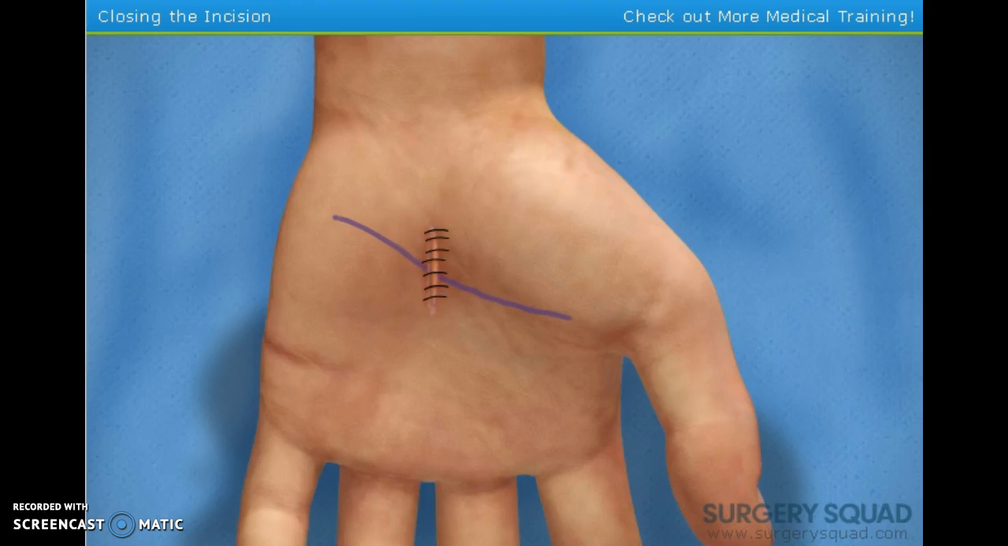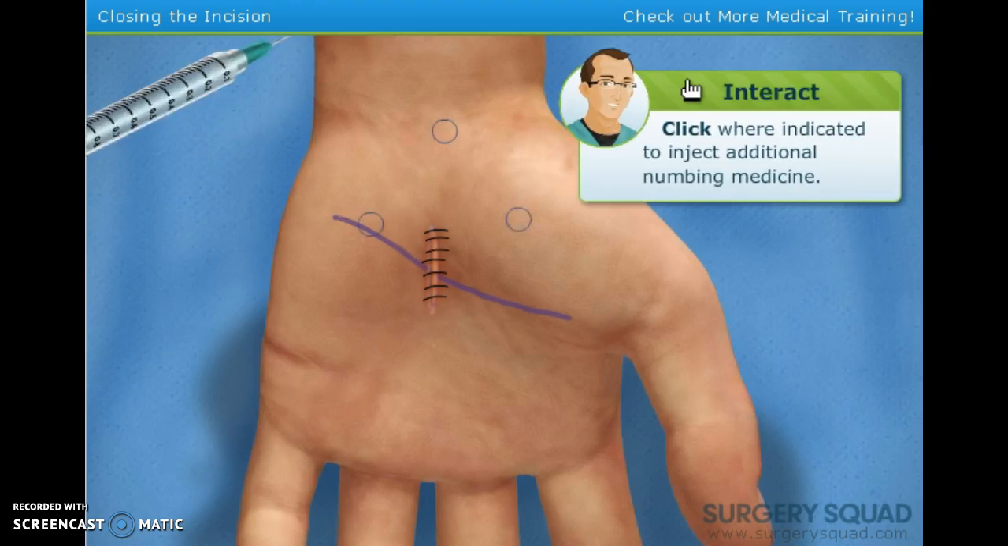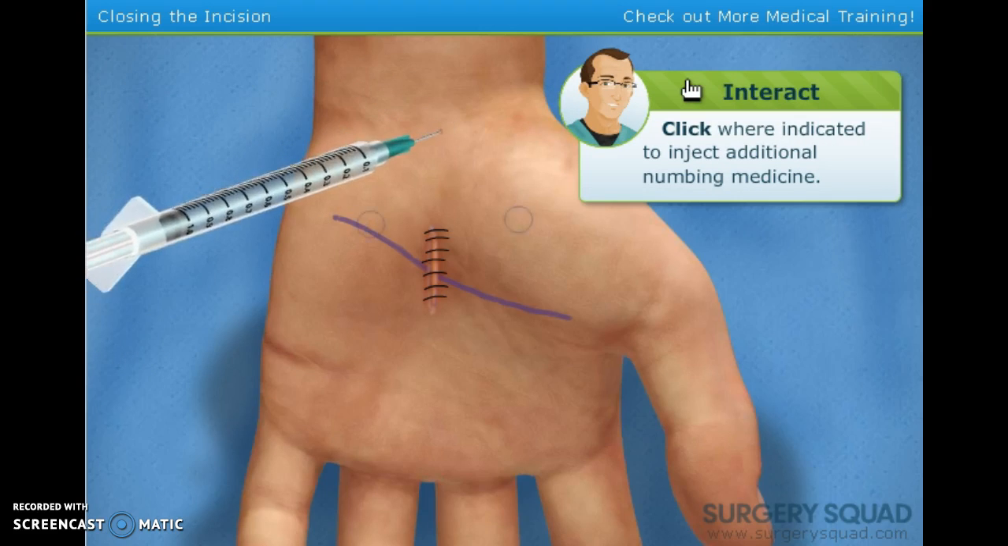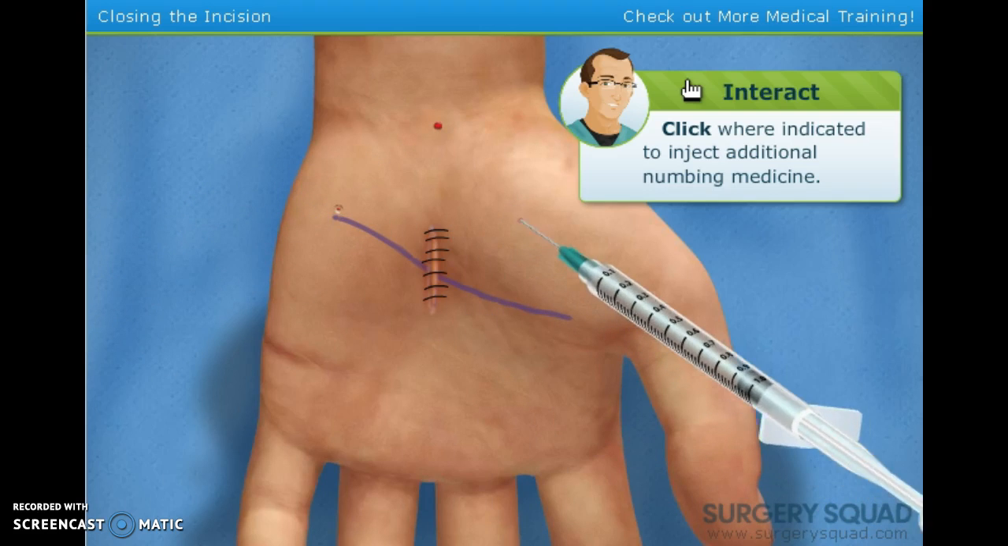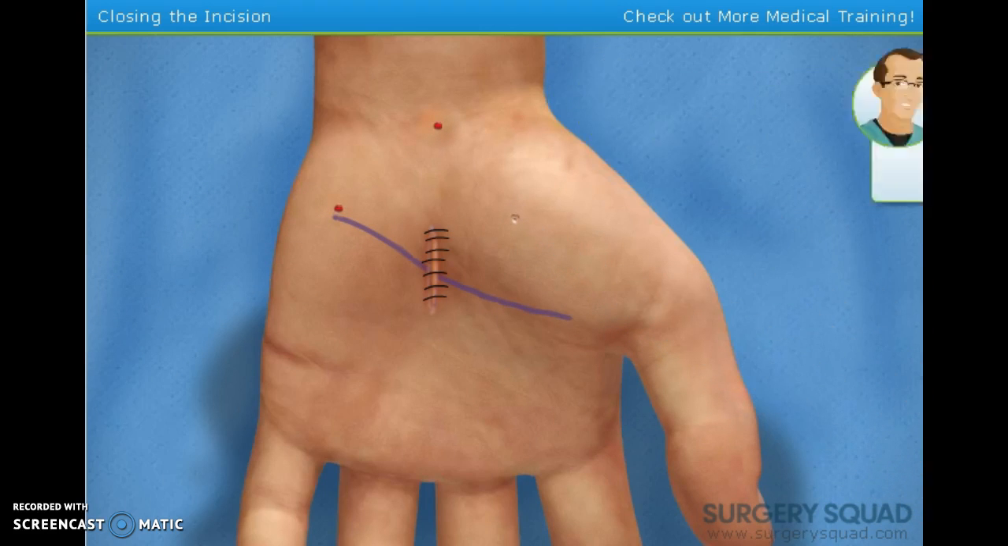With the wound closed, we'll inject additional numbing medicine around the operating site to help relieve some of the immediate pain the patient may feel after surgery. And lastly, we'll place a small dressing over the wound to absorb any residual blood.